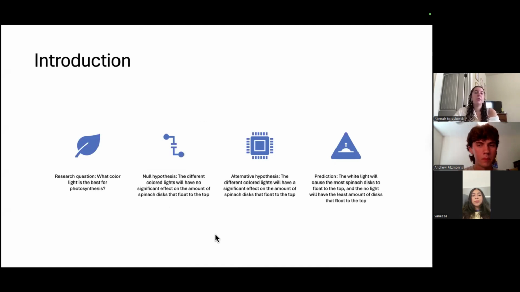Our research question was what color light is best for photosynthesis? Our null hypothesis was the different colored lights will have no significant effect on the amount of spinach discs that float to the top. Our alternative hypothesis was the different colored lights will have a significant effect on the amount of spinach discs that float to the top. Our prediction was the white light will cause the most spinach discs to float to the top, and the no light will have the least amount of discs that float to the top.